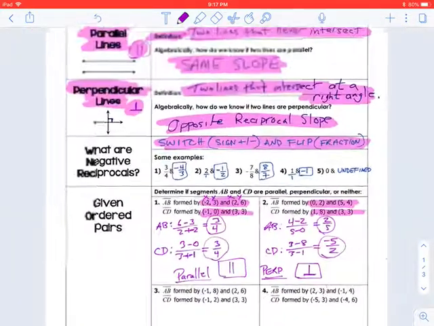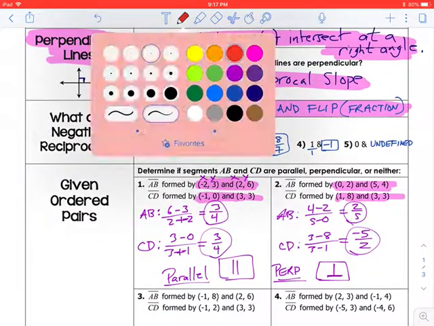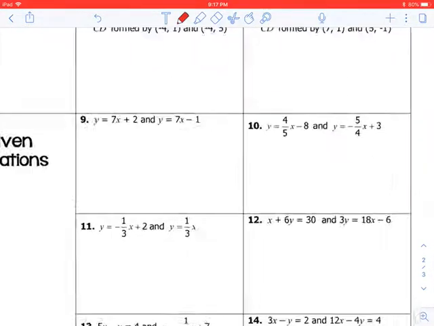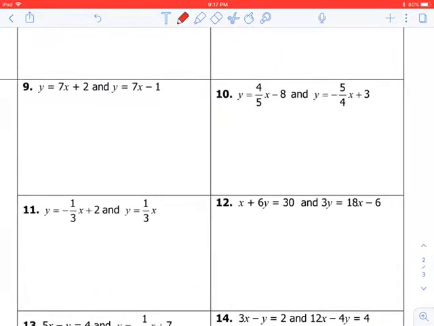So let's go to the back side here. These are a little easier. Go ahead and just look at these examples. You don't necessarily have to write them down, but if you have these equations, you have to be able to figure out: are these parallel or perpendicular, or maybe neither?